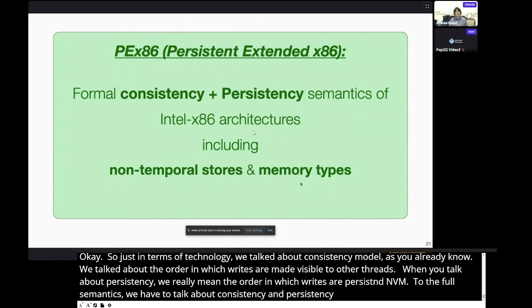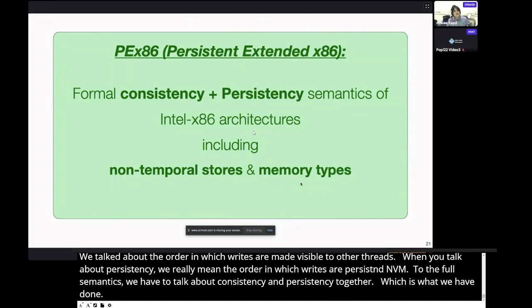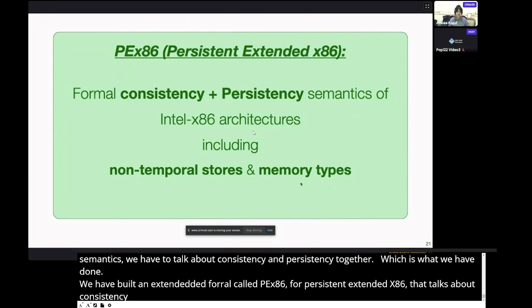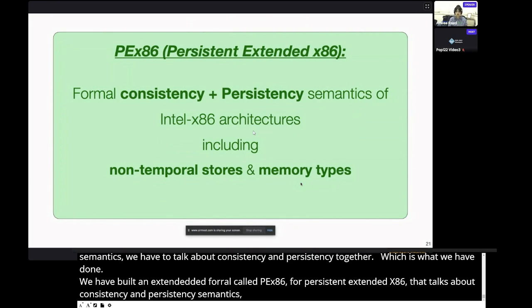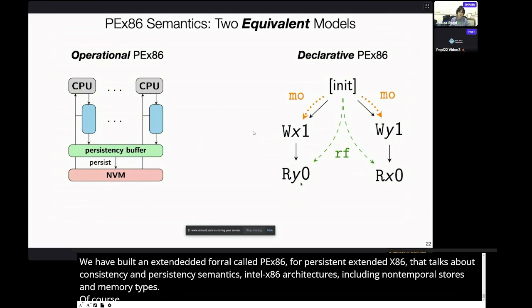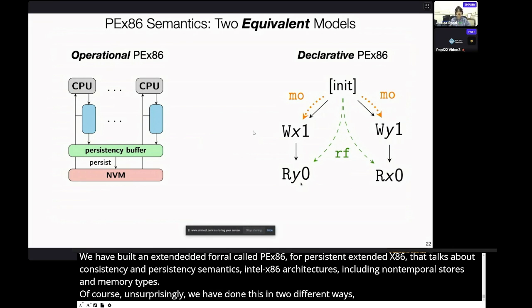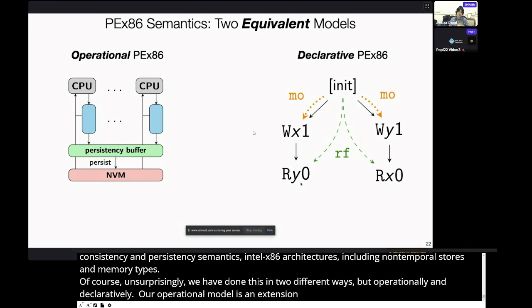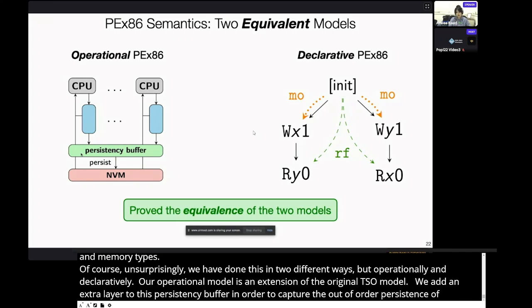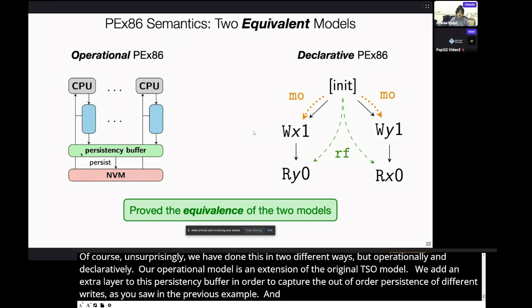We have built another model, an extended model called PE-X86 for persistent extended X86, that talks about consistency and persistency semantics of X86 architectures, including these additional features of non-temporal stores and memory types. Of course, unsurprisingly, we have done this in two different ways, both operationally and declaratively. Our operational model is an extension of the original TSO model, where we add an extra layer, this persistency buffer, in order to capture the out-of-order persistence of different writes, as you saw in the previous example. And once again, we have proved these two different models equivalent.